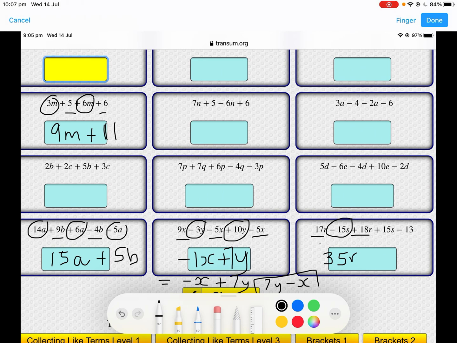And then, oh, it's an s, not an x. And then I've got plus 15s. Sorry, bad glasses. Minus 15 plus 15 equals 0. So when you get a 0 answer, you don't have to write them at all. Now all you're left with is that number over there, minus 13. It doesn't have an r with it, so you can't combine 35r and take away 13 from it. Your answer is just 35r, take away 13.